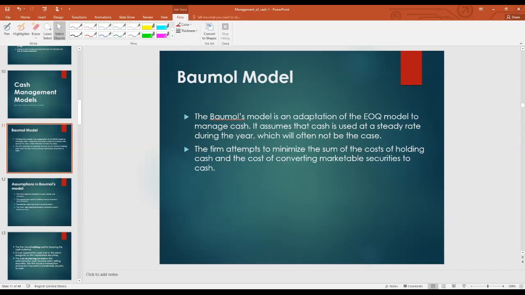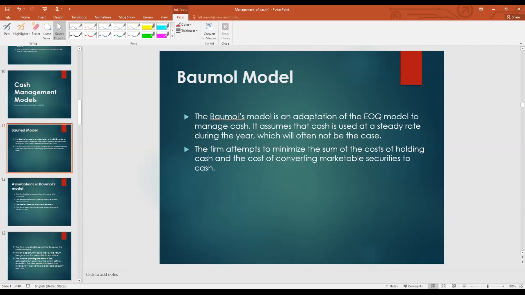So the Q proposed by the Baumol model, don't forget, as I mentioned, the Baumol model is a readaptation of the EOQ model. If you remember the Q of the EOQ, which was the optimal size of the order, this time round it is the optimal size of the investment. You're either going to be buying or selling.